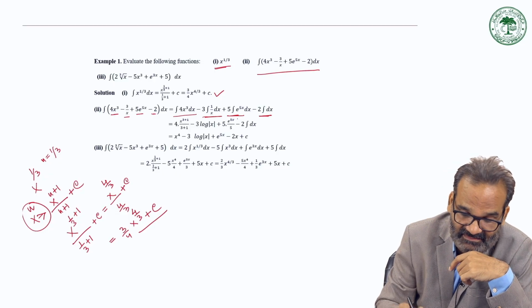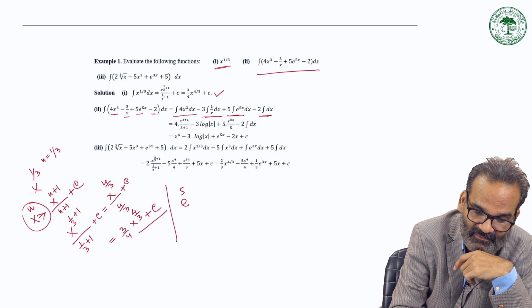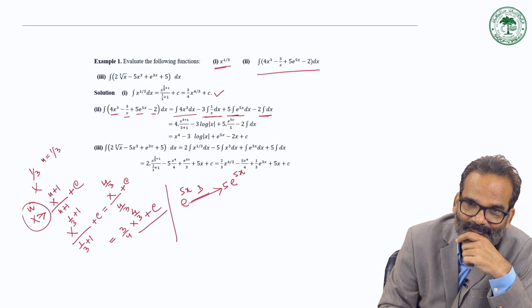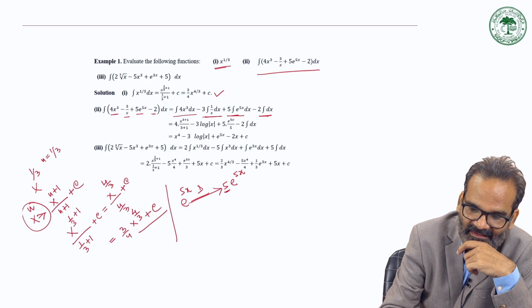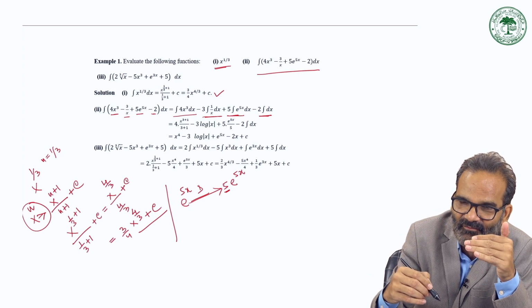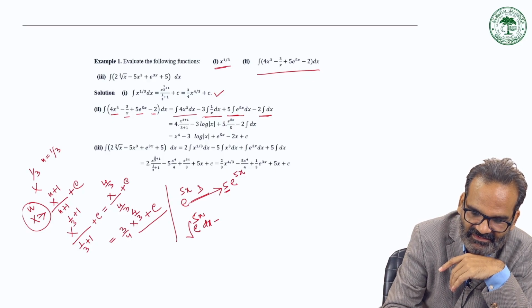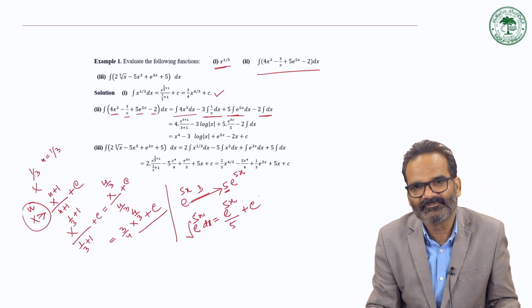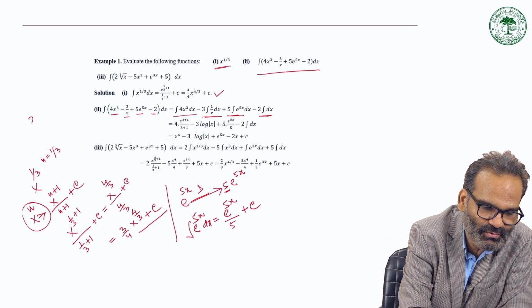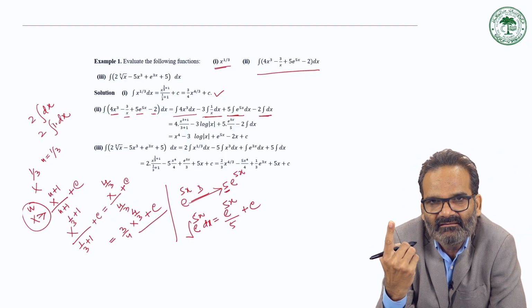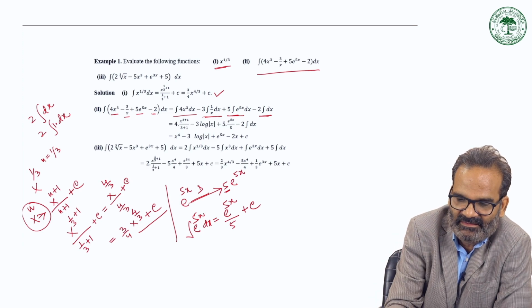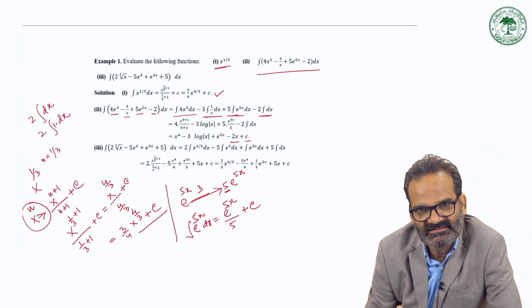Now the integral of e^(5x). If e^(5x) is there, its derivative is 5e^(5x). So 5 is a number, and in integration this 5 will move from the numerator to the denominator. So the integral of e^(5x) dx will be e^(5x) as it is, divided by 5. And what is left here? This is 2 and dx, which can be written as 2 times 1 dx. The derivative of x is 1, therefore the integral of 1 is x. So it becomes minus 2x plus a constant.